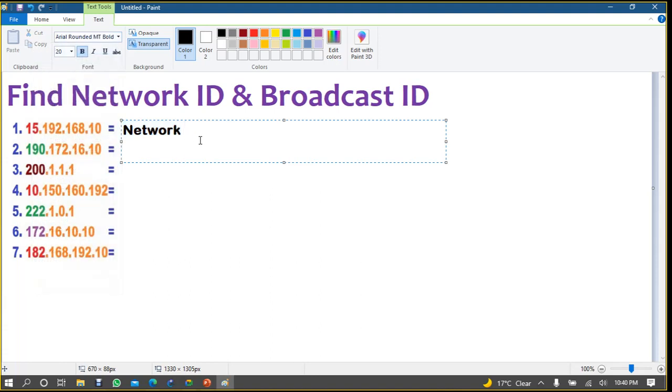Yes, this IP belongs to class A. I am understanding, but I'm saying, what is the network ID of this IP? So network ID means 15.192.168.0. The first IP of any network is known as network ID. And now I'm asking for the broadcast ID.